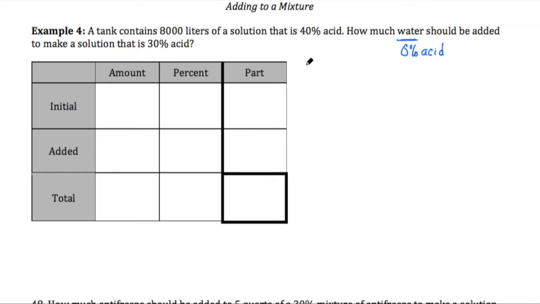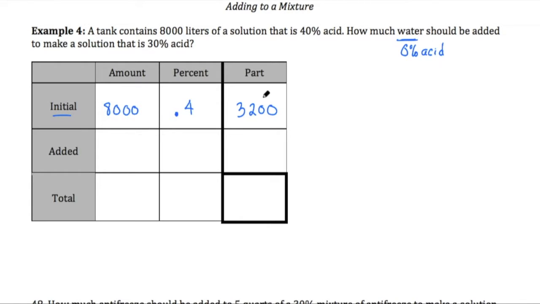So right away, let's fill in things that we know already. We always want to start with what we had initially. So we initially had 8,000 liters of the solution, and it was 40%. We're going to write that as the decimal equivalent, so 0.4. We can use that information to figure out what part was the acid. If we take 0.4 times our 8,000, that would give us the part that is the acid. So 0.4 times 8,000 gives us 3,200.